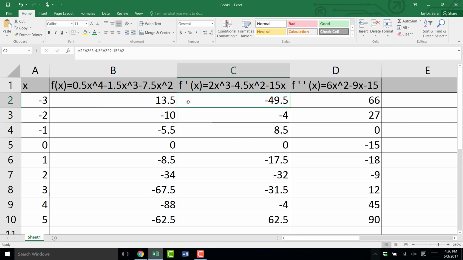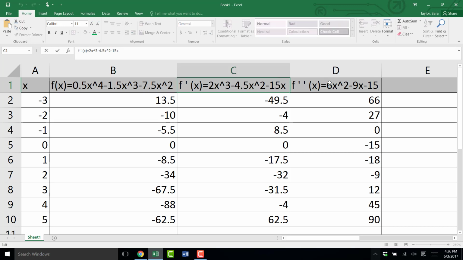I also put in column C, the derivative, f prime. And then I found the derivative of the derivative. So let's just quickly look at that. The derivative of f. If f was 0.5 x to the 4th, when you drop the 4 down, 4 times 0.5 would be 2. And then you'd subtract 1 from the exponent, so 2x to the 3rd. 1.5 x to the 3rd, to find the derivative of that, we drop down the 3. 3 times 1.5 is 4.5, and then we subtract 1 from the exponent, so it's x squared. And the derivative of 7.5x squared will be 15x to the 1st, or just 15x.